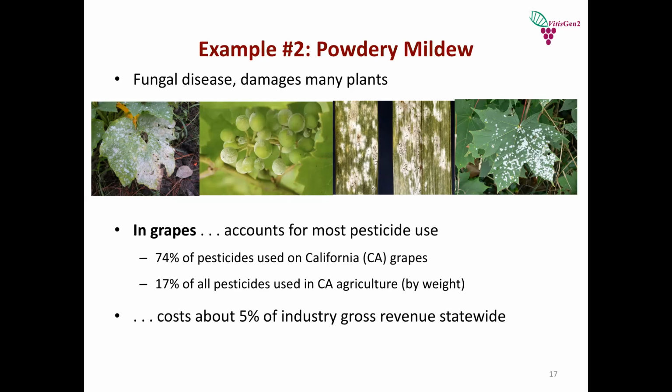It's expensive though. So on average across California, about 5% of industry gross revenue is spent on controlling powdery mildew. It's a very big share of the total use of pesticides in California, and it's the predominant use of pesticides in the grape industry.